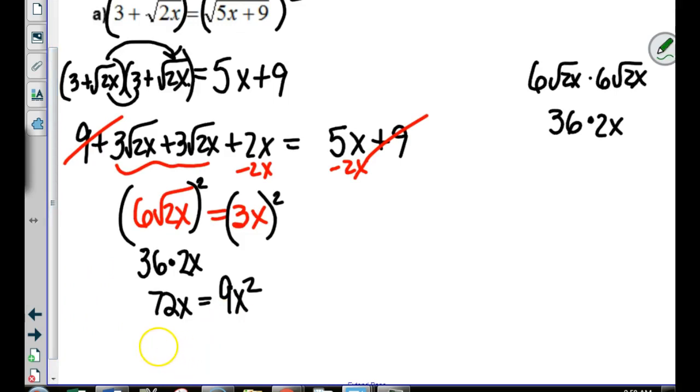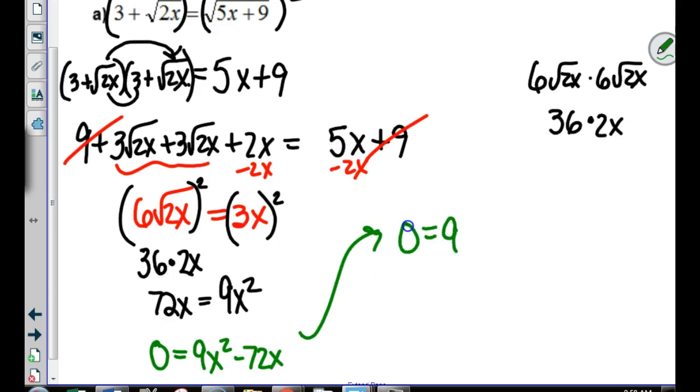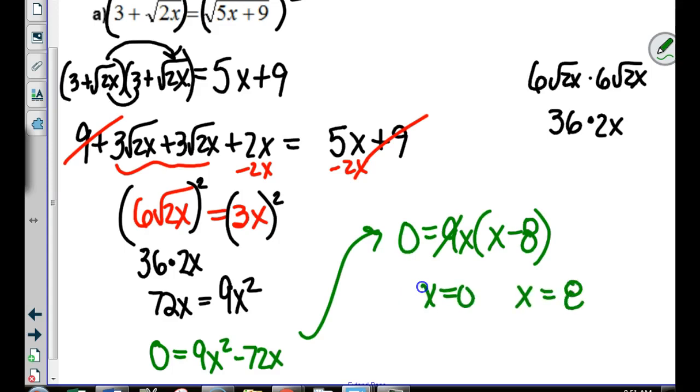So if I make this 0 equals 9x squared minus 72x, if I factor out what? And? Okay. So I have 0 equals 9x times x minus 8. Can 9 equal 0? No. So this just goes away. But x could equal 0 or x could equal 8.